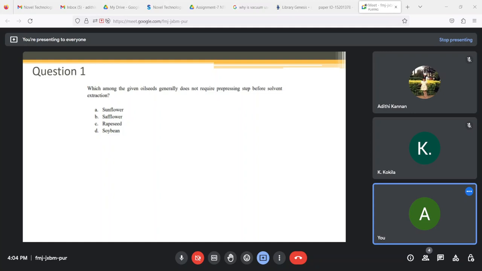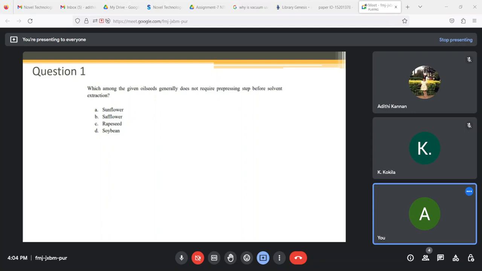So the entire concept of pre-pressing is done when you have too much oil in your seeds. When the oil content in your seeds is very high, it generally requires a pre-pressing step before solvent extraction, because the extraction process might not be efficient enough to remove all the oil. So you do a previous step where you press the oil seeds, and that will release the oil from the seeds into the outside environment, which you can then collect by different methods.